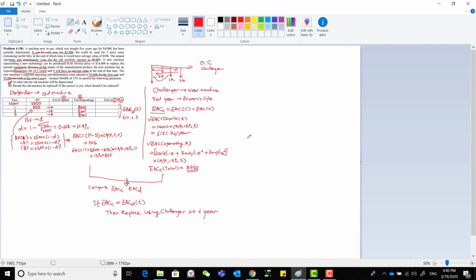Just to refresh your memory, on the left side we calculate the scenario for the defender, the old machine. We calculate the EAC based on operating cost and capital cost. On the right side, we're calculating the EAC for the challenger. Then we compare the EAC challenger and the EAC defender to find out whether we need to replace the old machine with a new machine at a given year. That's the logic for solving problem number 4.